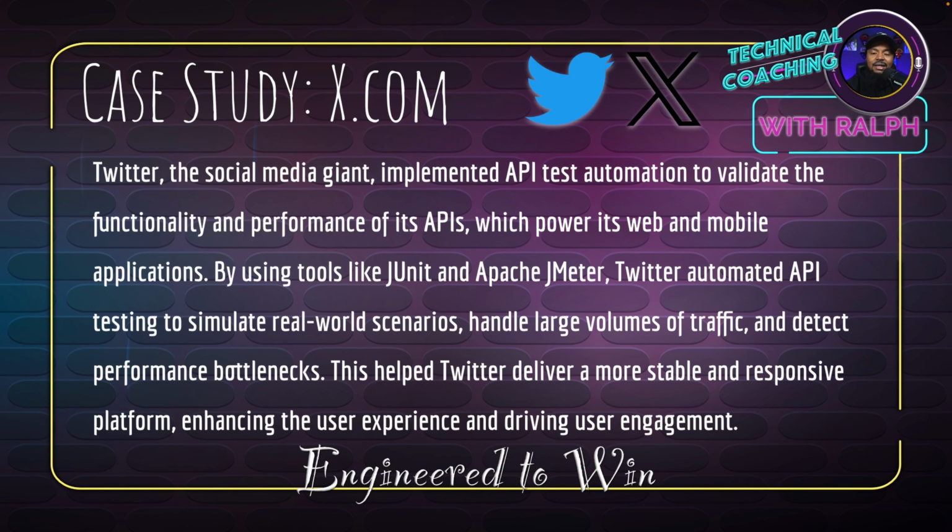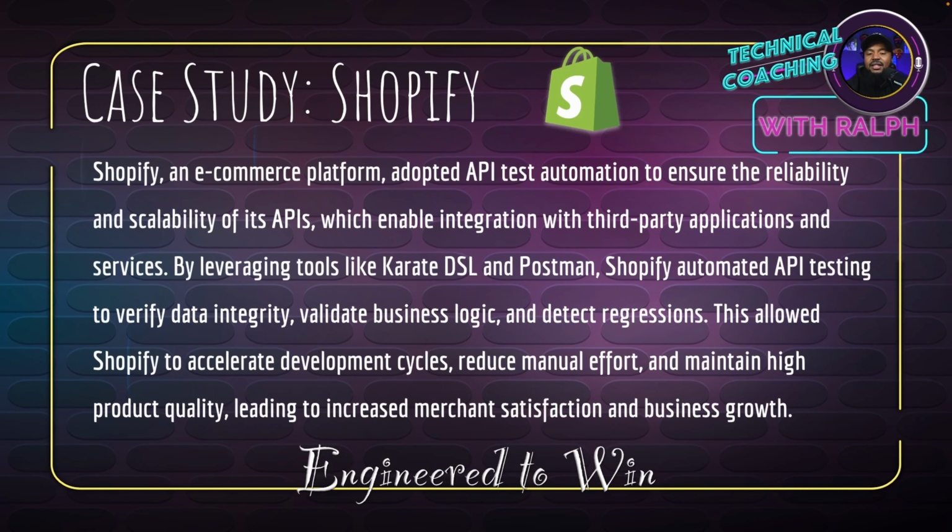And APIs are used, like when you see you can post to Twitter from some other application that's using the Twitter API. So they have to make sure that this stuff works. Shopify. Shopify is an e-commerce platform that adopted API test automation to ensure the reliability and scalability of APIs, which enables integration with third-party applications and services.